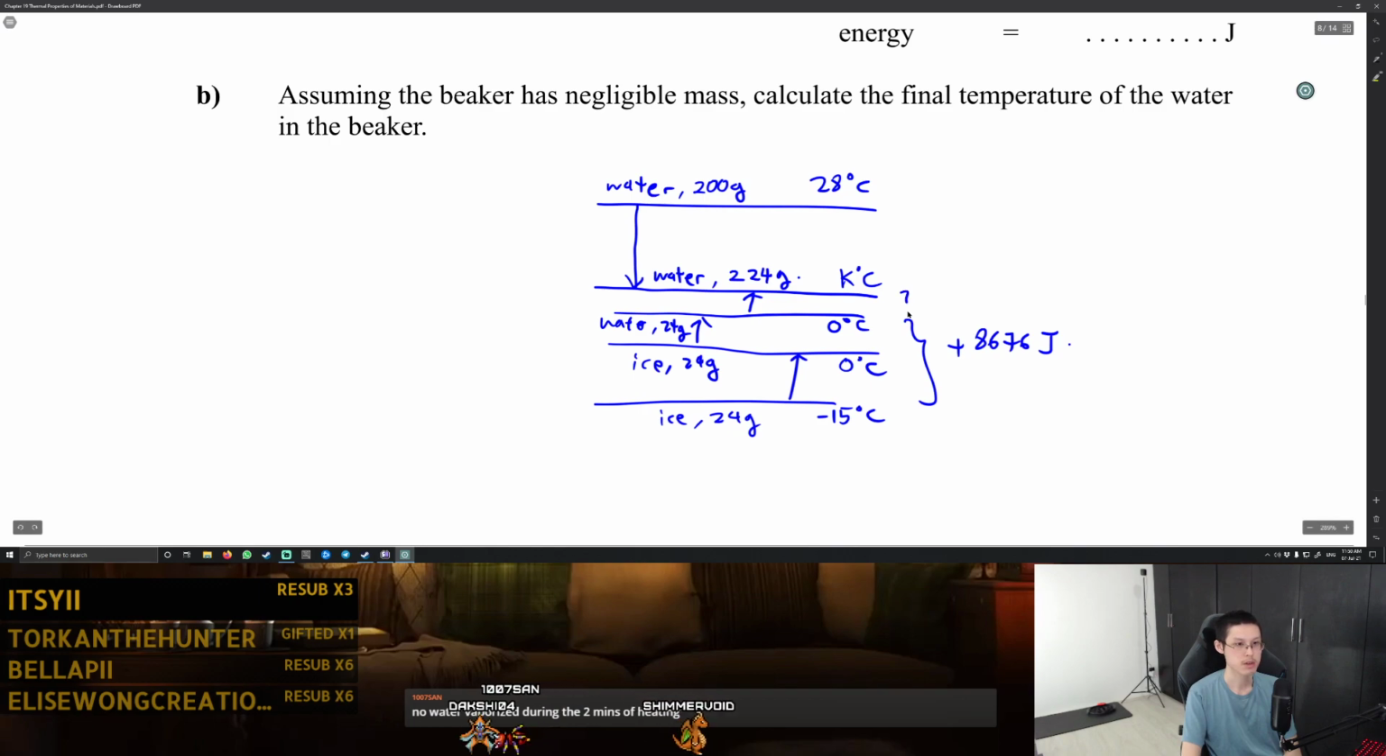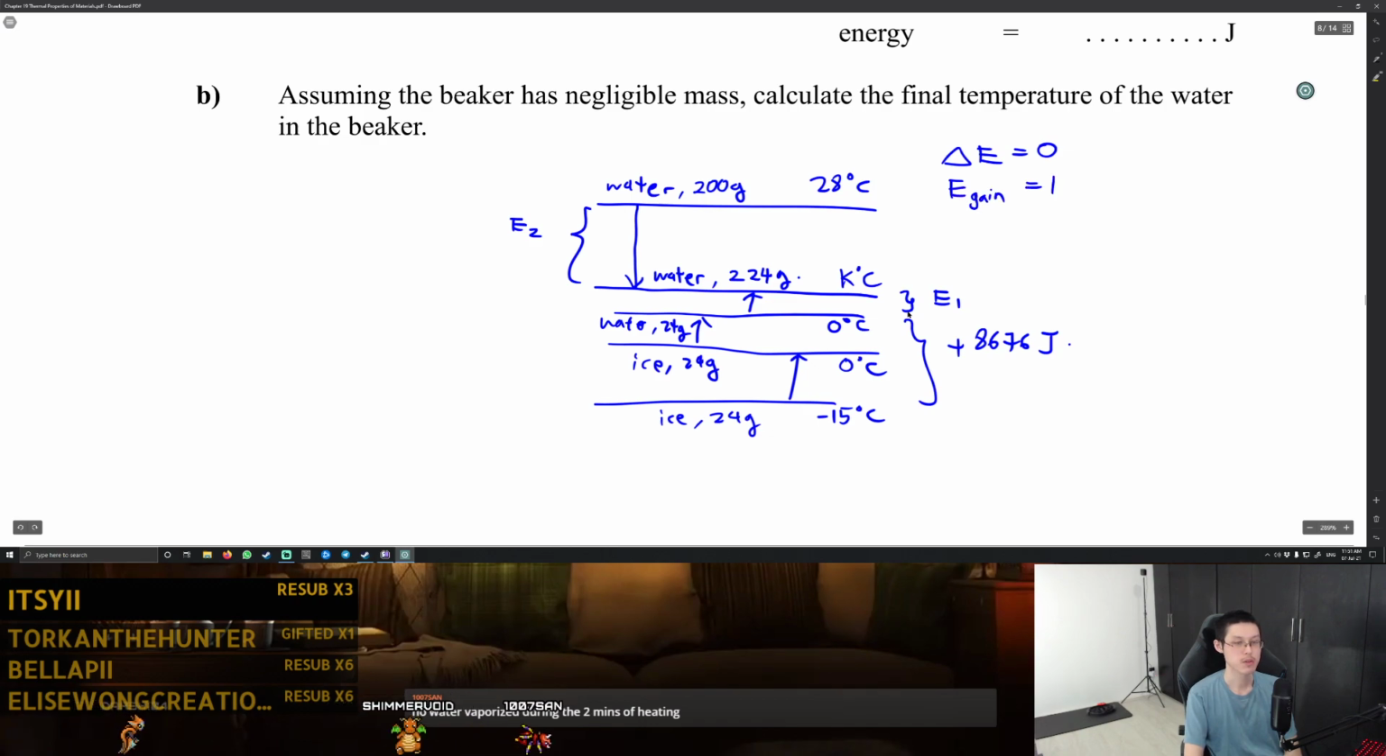And then we also have this guy here, which we'll call E1. And this guy here, which we'll call E2. So, by the conservation of energy, we know that the change in total energy of a system must be 0. So what it tells you is that the gain in energy of a system must be equal to the loss in energy of a system. So the gain is going to be E1 plus 8676, and the loss is going to be E2.